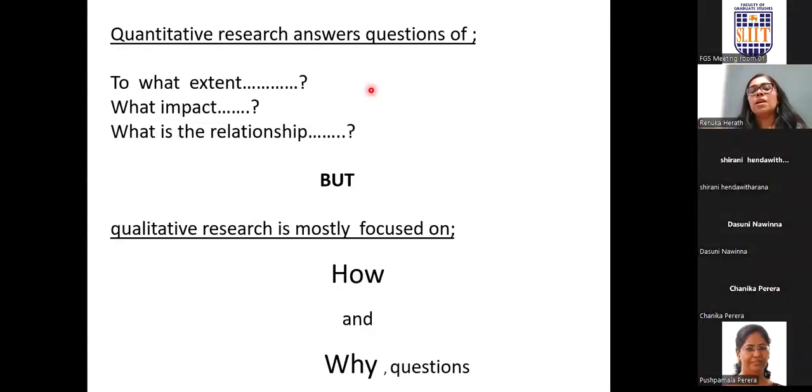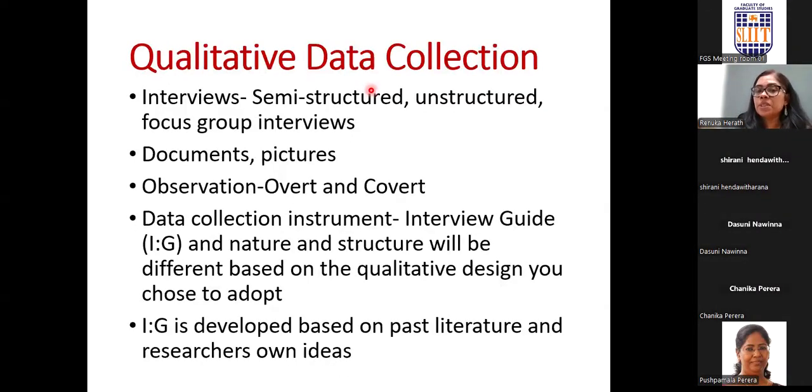Because when you say how you did that, it refers to a process of doing something. When you say why, you will have to explain the reasons behind something. So you can see that the answers for your research questions, if it is qualitative research, are very descriptive in nature. All right. So this particular process is called, of course, I'll tell you the technique.